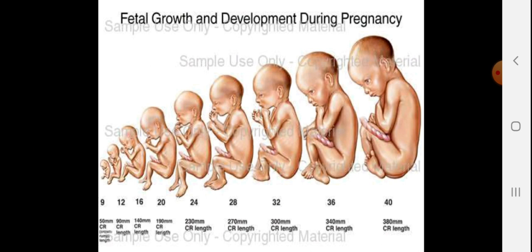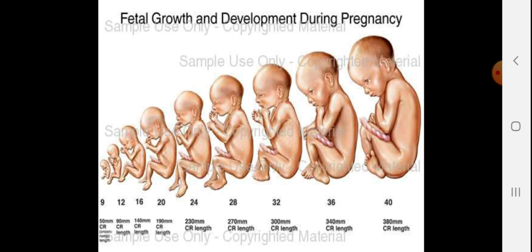You can see the fetal growth and development during pregnancy. At the 9th week, you can see how the fetus or embryo looks. Now at the 12th week, 16th, and by the 20th week, you can identify all the major parts of the growing fetus, and by the 36th to 40th week you can identify it as the full grown baby.